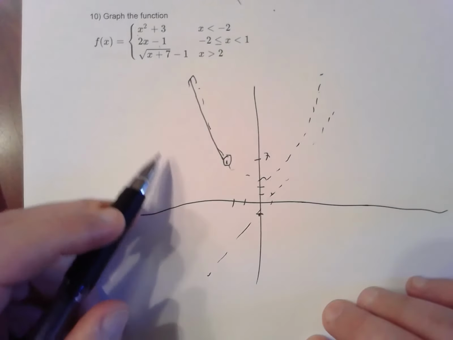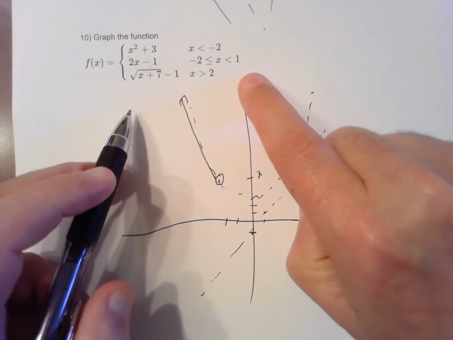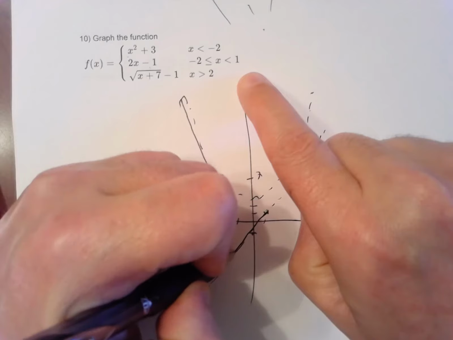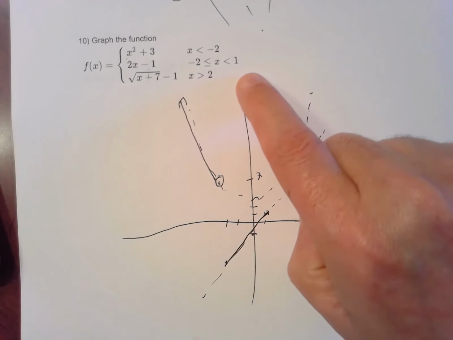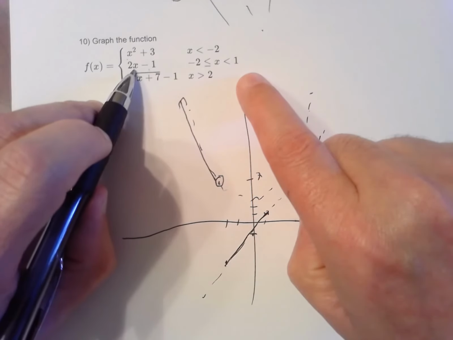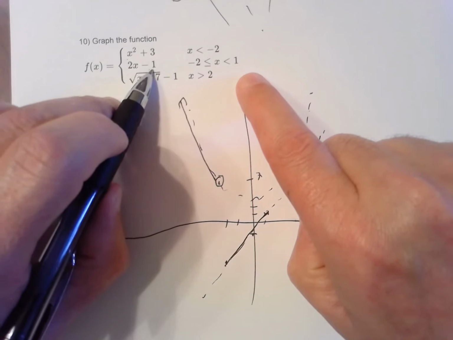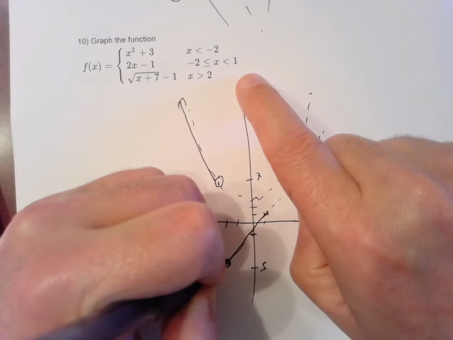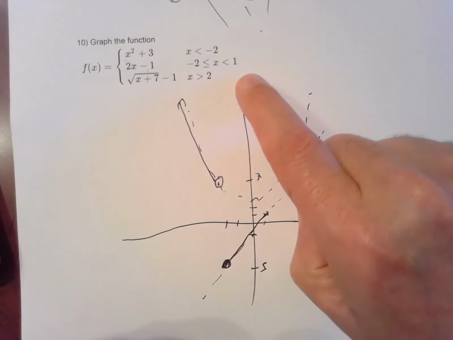But I only want the line from negative 2 to 1. So from here to here. I only want this section of it. And I should label what these y values are. So at negative 2, that would be negative 4 minus 1, that's negative 5. And that's a solid dot right underneath that open circle.